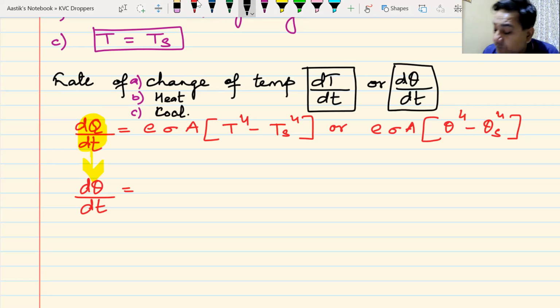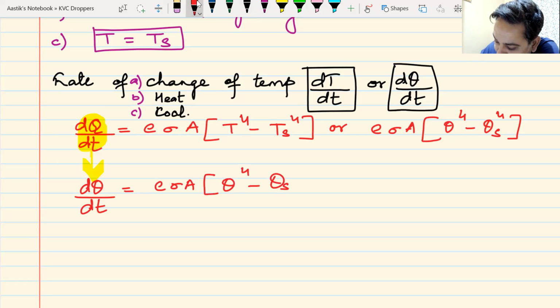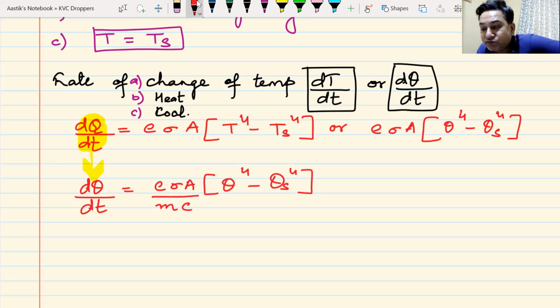From here, can I find the rate of heating or rate of cooling or rate of change of temperature? I'll give you a minute. Can you tell me from where and how I will find it? From where will I get the value of d theta by dt? So what do I do? I divide this entire equation, theta raised to the power 4 minus theta s raised to the power 4, by m into c. Do we remember this? m into c.